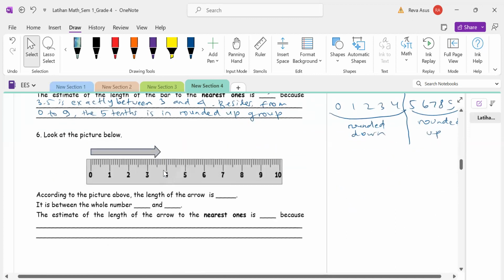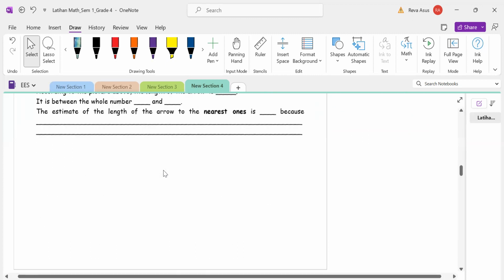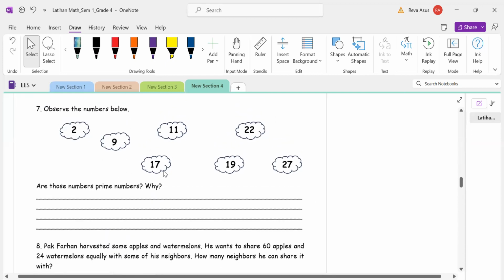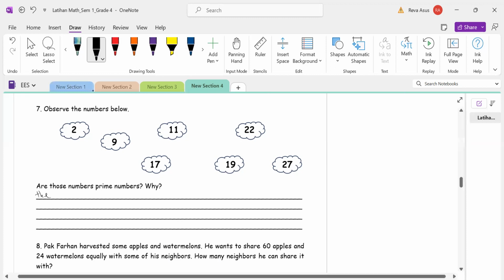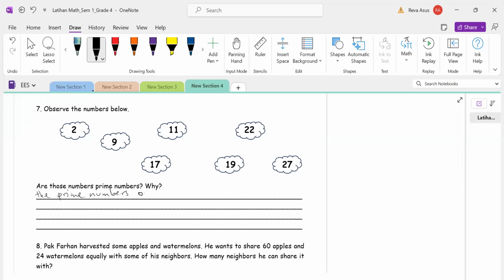So number 6 is the same as number 5, so you can answer it by yourself. That's it for number 7. Observe the numbers below. We have 2, 9, 17, 11, 22, 19, and 27. Are those numbers prime numbers? Why? To find out the prime numbers, we need to explain here. The prime numbers only have two factors.